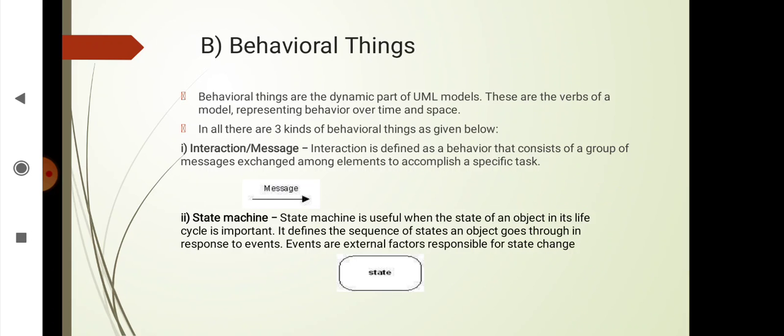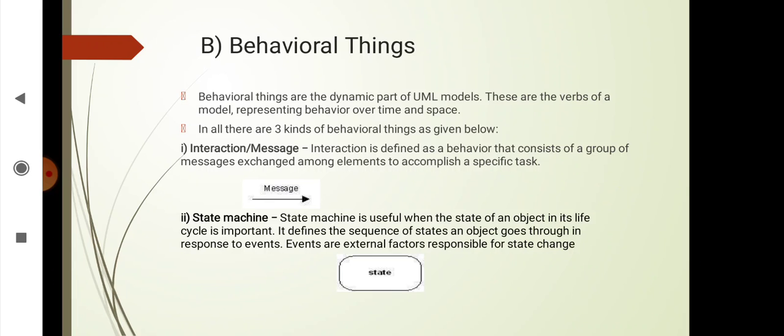Then second is behavioral things. Behavioral things are the dynamic part of a UML model, and these are the verbs of the model, representing behavior over time and space. In all, there are three kinds of behavioral things, as shown below.